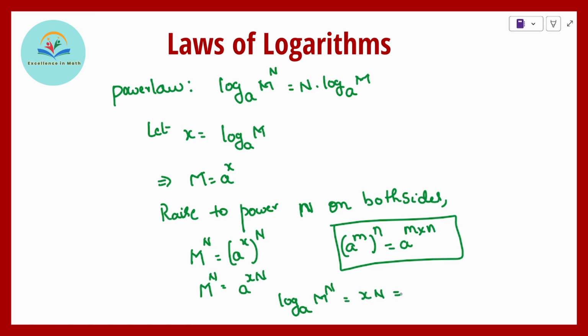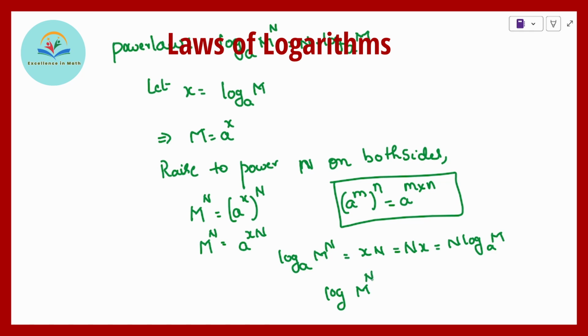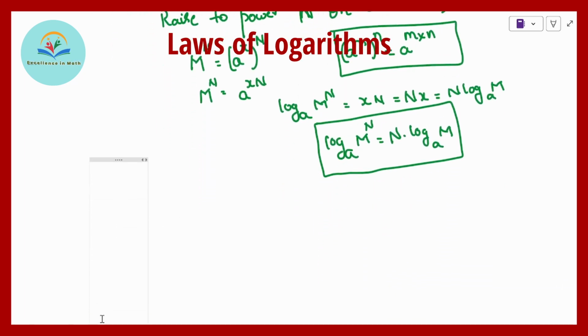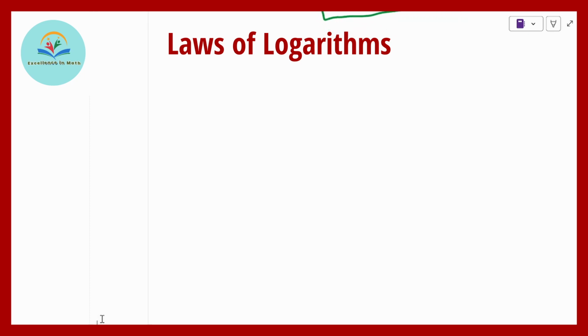By commutative property we can write n times x as well. And now replace the value of x with the logarithmic value, that is log m base a. Clear? Log m power n base a is equal to n times log m base a. This is the third law called power law of logarithms. Along with these important laws, we are going to understand more about logarithm of 1.